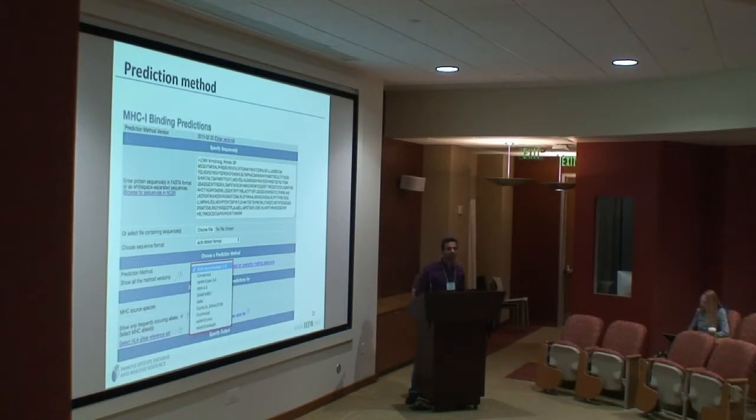So, when you put in the FASTA sequence, does the tool do predictions for all possible 8-mers or 9-mers or whatever length you want to do? Yeah, we will be going to that. You can choose 8-mer, 9-mer, up to 15-mer. Okay. You can choose that. I'll be showing that. Okay, great.